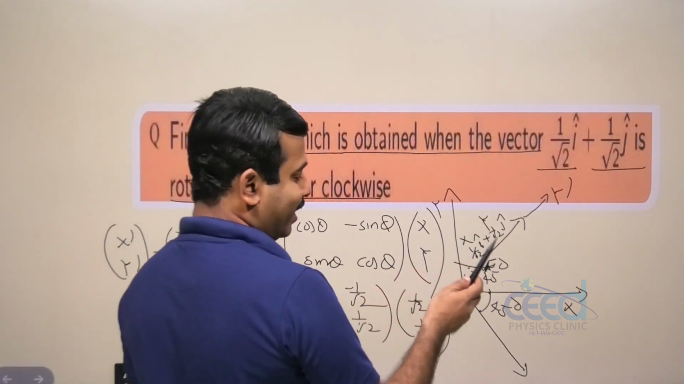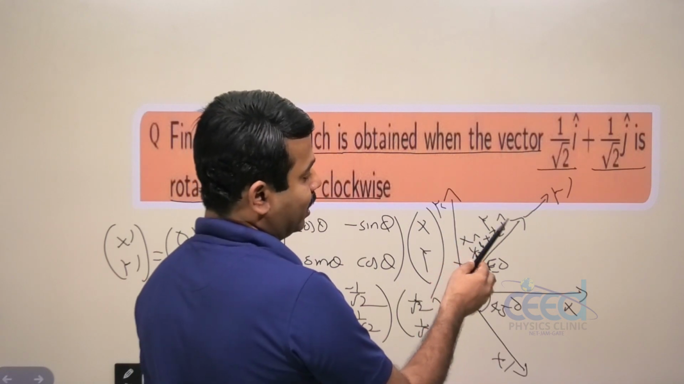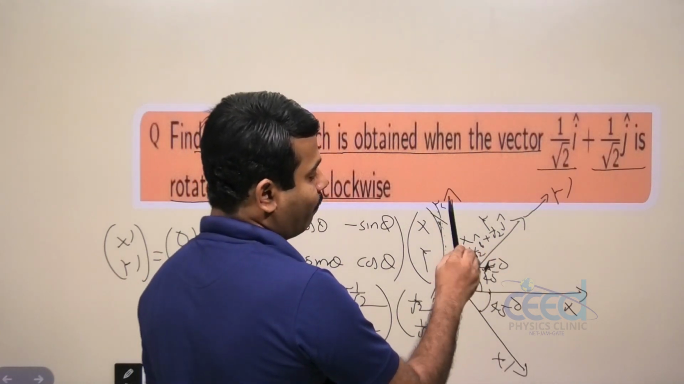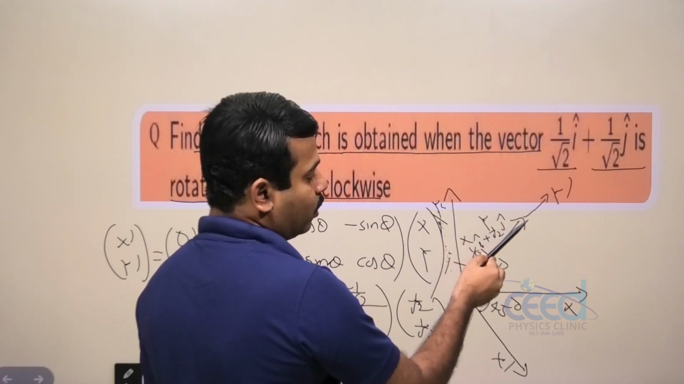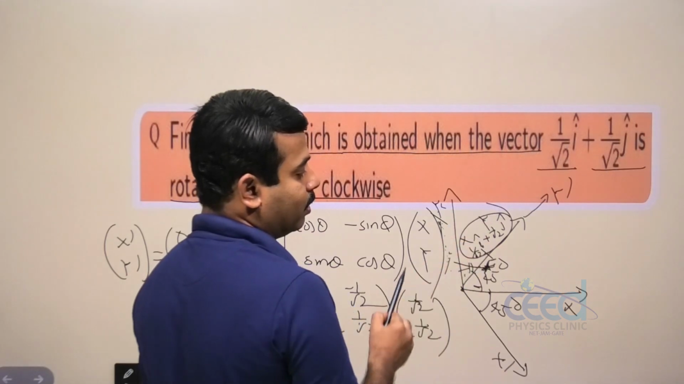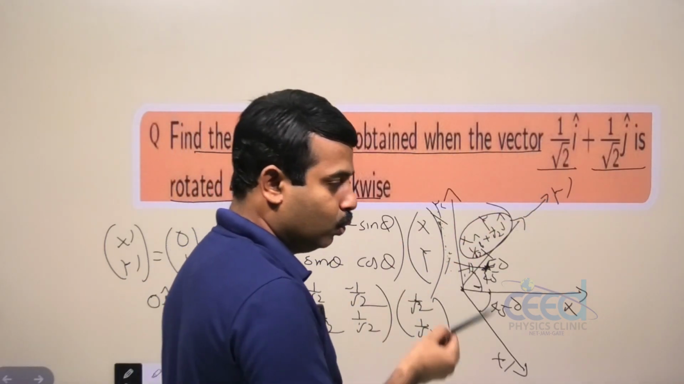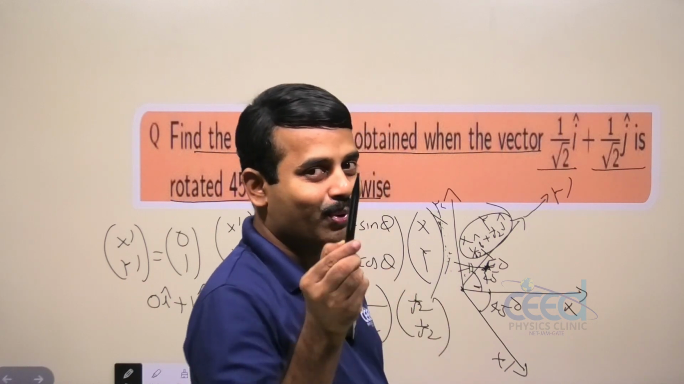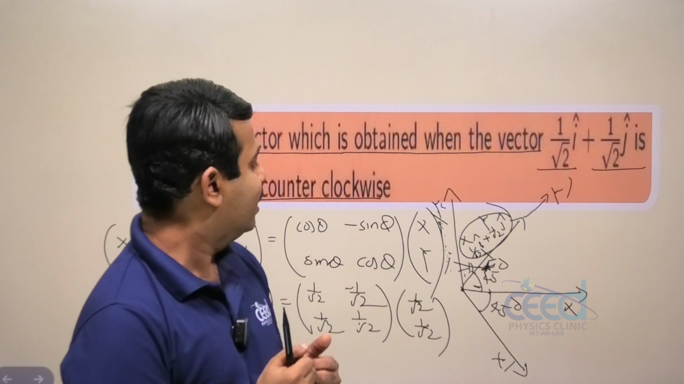See, look here, now this is the new x dash axis, this is the y dash axis. Now the axis is rotated and coincides with our old vector. Now the vector is in the direction of the y axis, the new y axis, that means j cap only, right. It's a beauty.